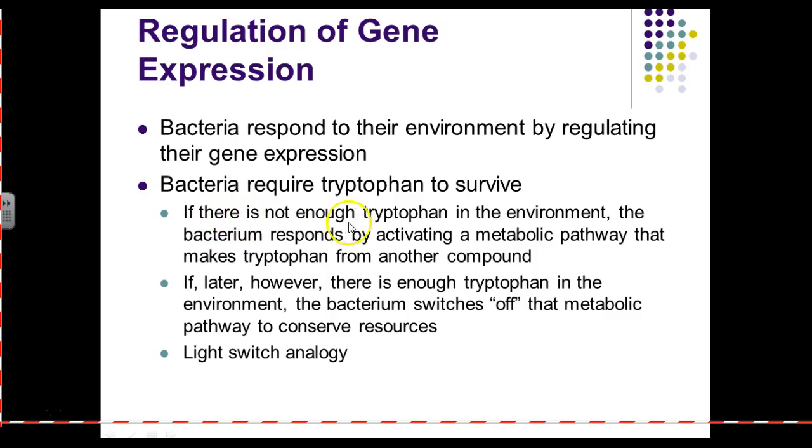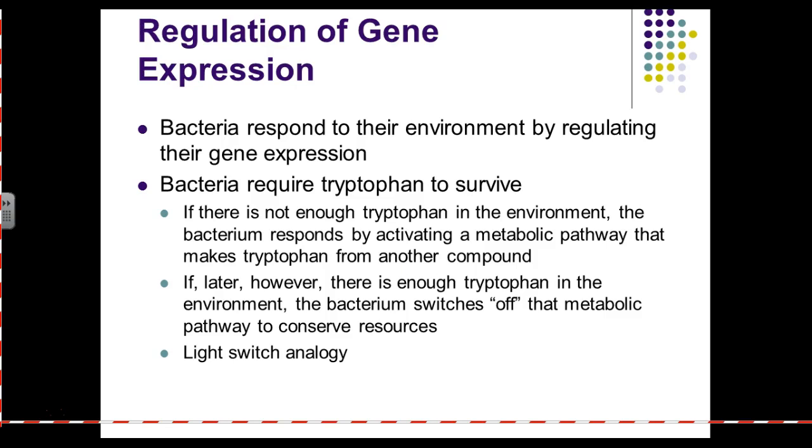So if there's not enough tryptophan in the environment, the bacteria needing that tryptophan is going to actually try to make tryptophan from other compounds because it needs this particular protein desperately. But if the environment has plenty of it, then the bacteria will not need to make it on its own.